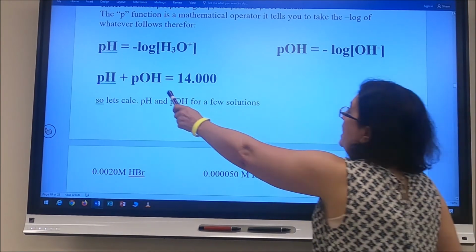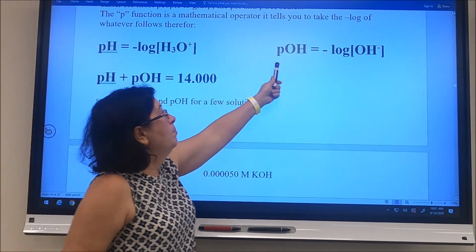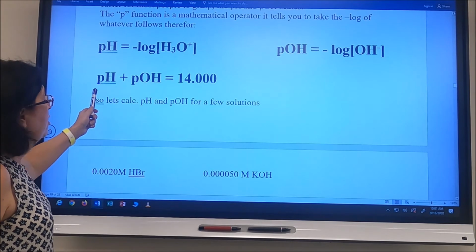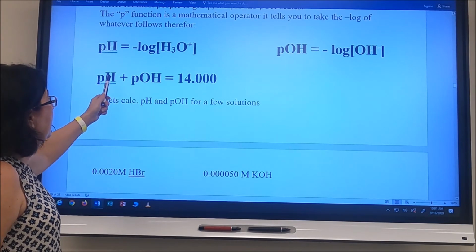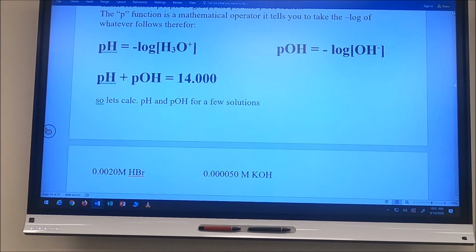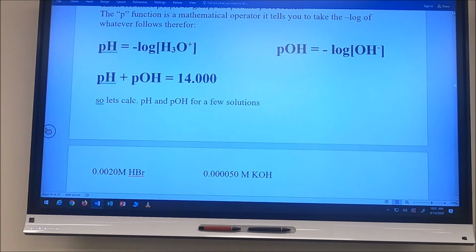Turns out that pH is the negative log of hydronium ion concentration. pOH equals the negative log of hydroxide ion concentration. And for a given solution, pH plus pOH always has to equal 14. Okay? So we're going to look at calculating the pH and the pOH of some different solutions.